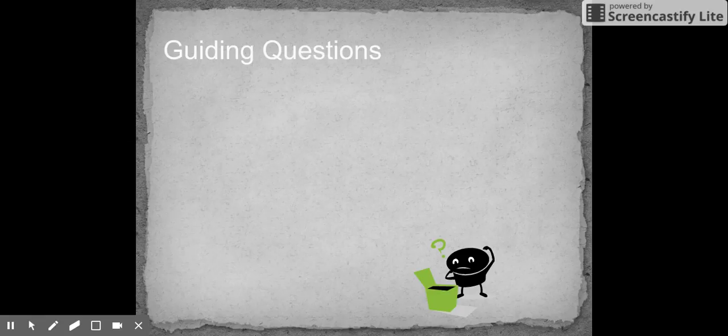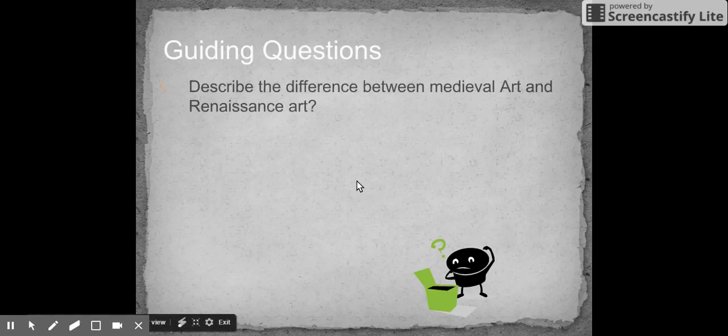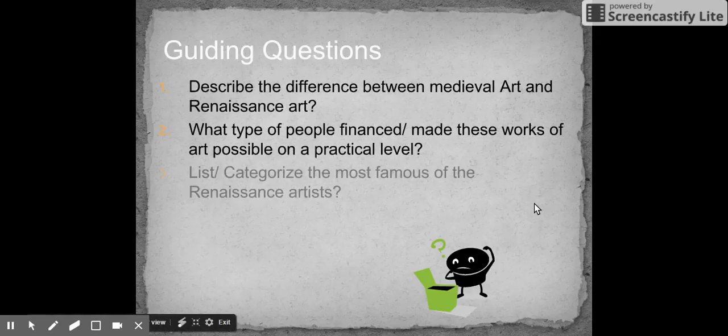Now, yesterday we talked a lot about the different ideas that flowed out of the Renaissance, but I think it's also important to at least identify some of the artwork and how the style and theme of artwork changed because of the Renaissance. So here are your objectives for today. Describe the difference between medieval art and Renaissance art. What types of people financed these works of art on a practical level?